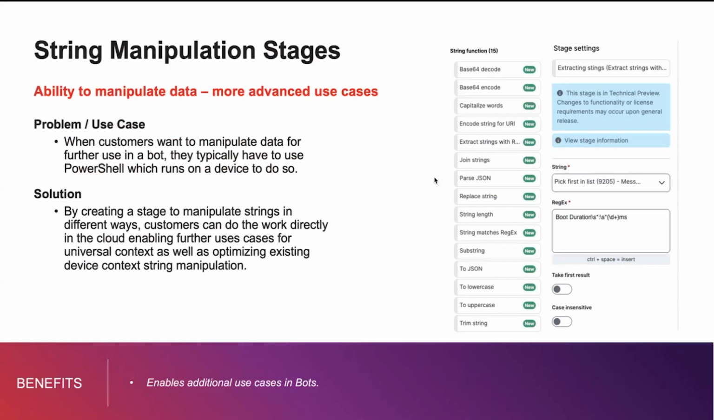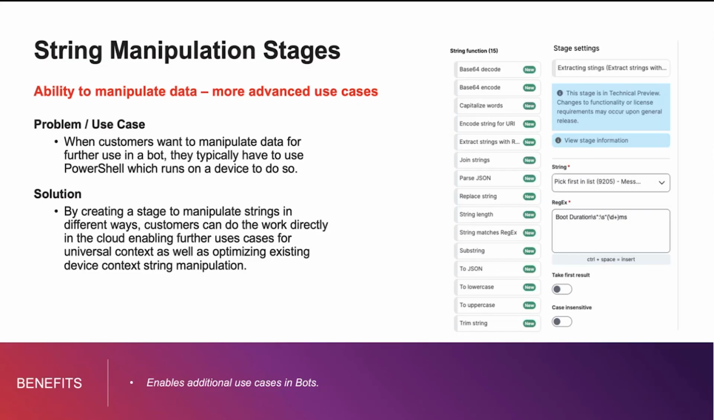Okay, string manipulation stages. There's a whole job lot of new stages here to support string manipulation, and I'm really excited about these because they unlock a huge plethora of use cases. I'll jump out and give an example of how these can work together. We've got everything from base 64 encode and decode, capitalization, and string encoding for URI, which is great if you combine that with things like generating links for users. We also have the ability to join, parse, replace, length, match, regex matching, substring, sending to JSON, lowercase, uppercase, and trims.